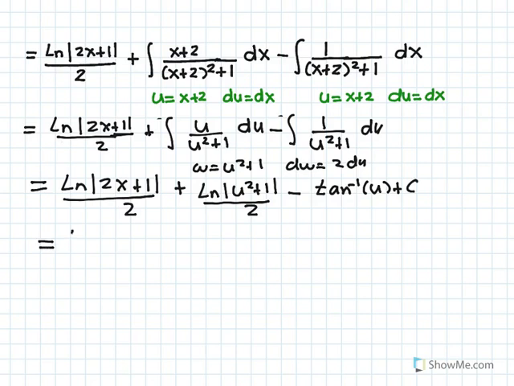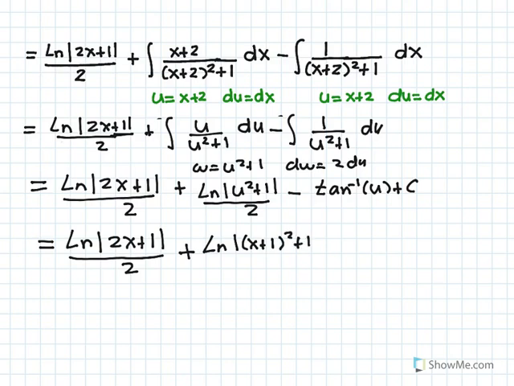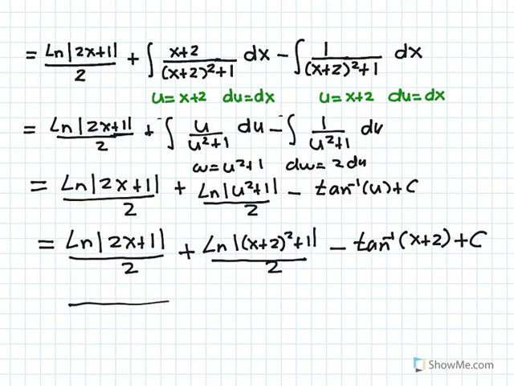Now we'll put u back in. We'll have our answer. So we have log of the absolute value of 2x plus 1 divided by 2. Substituting u back in, we get log of x plus 2 all squared plus 1 divided by 2, minus tan inverse of x plus 2. Let me make a correction here. This should be x plus 2. All right, plus c. And let's not forget the constant of integration. So that's the result for the integration.